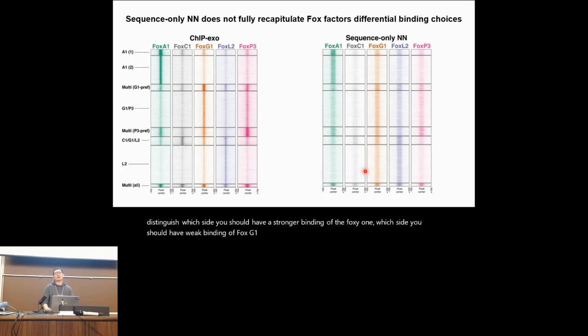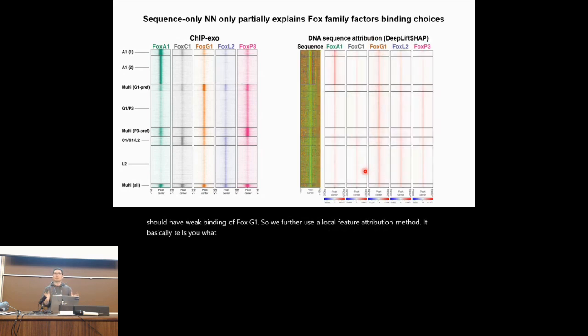We further use a local feature attribution method. It basically tells you what exactly the model thinks is important in the input DNA sequence, to look at what it is searching for and how it is able to explain the binding site choices. We can see that the importance score is also consistent with the prediction. Only for FOXA1 is it able to see that there are very important features in these two clusters, so it predicts a strong binding of FOXA1. But for the other factors like FOXG1, it basically uniformly says all these sites are very suitable for FOXG1 binding, but actually that is not the case based on the true data.